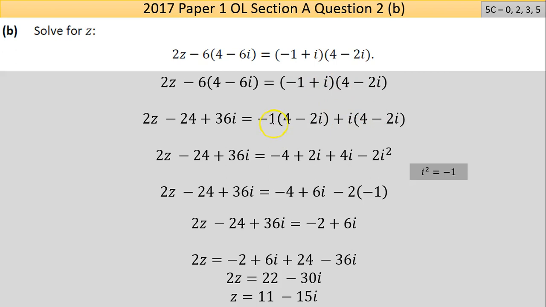Now, the next line, I'm going to simplify that. I should just remove brackets. So my left-hand side here stayed the same, and I'm multiplying out the brackets. Minus 1 by 4 is minus 4. Minus 1 by minus 2i is the same thing as plus 2i. i by 4 is the same thing as 4i. i by minus 2i is the same thing as minus 2i squared. So this i squared is going to need to be dealt with.